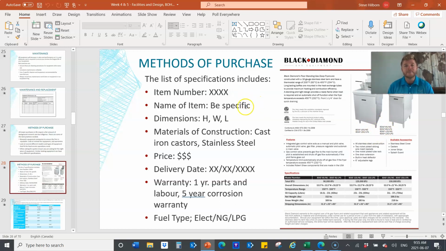The name of the item, the dimensions. Now this is very, very important because you have created a facility, you have created a back of house commercial kitchen, and if this thing is 2 inches shorter than all of your other pieces of equipment and it's unable to be lifted, you might cause a big issue where things often fall in there. If it's a little bit longer, so it juts out, you might cause a traffic issue.